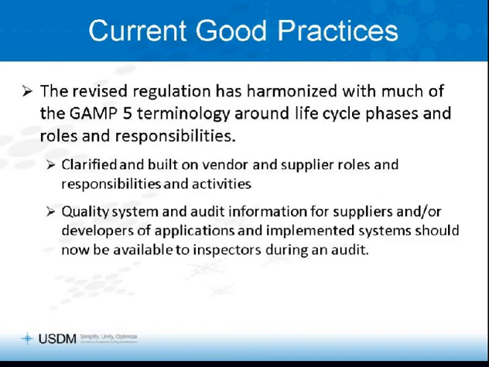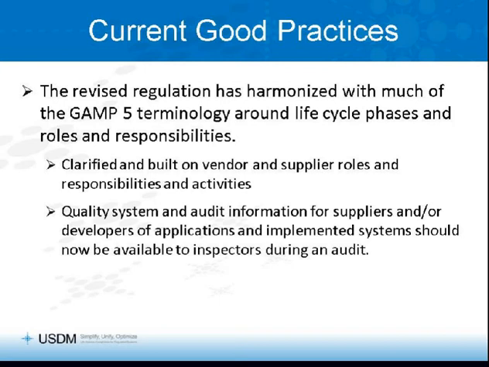So you'll see that the updated Annex 11 has harmonized with much of the GAMP5 terminology. It describes life cycle phases, roles and responsibilities for validation of computer systems. They've clarified and built on the vendor and supplier roles and the vendor and supplier responsibilities and activity that GAMP5 has quite a bit of detail around. This is reflecting an increasing role of IT service providers and the increased dependence on supplier activities and documentation when you're validating a computer system.